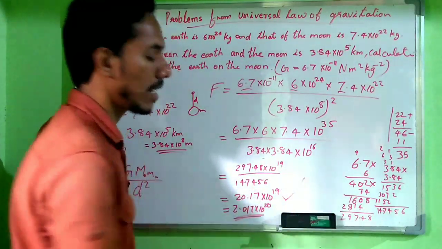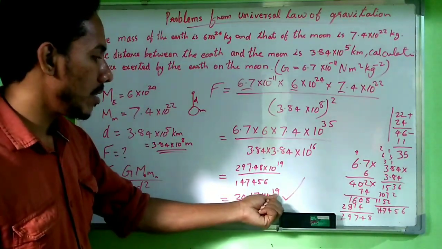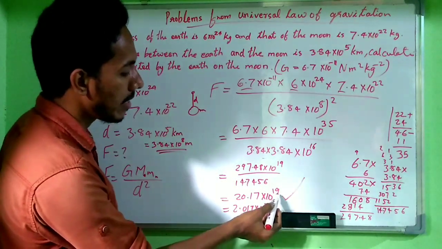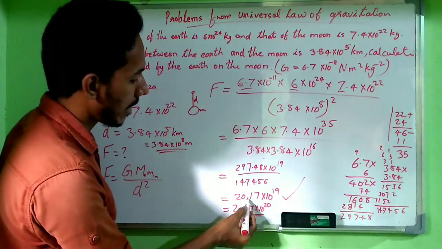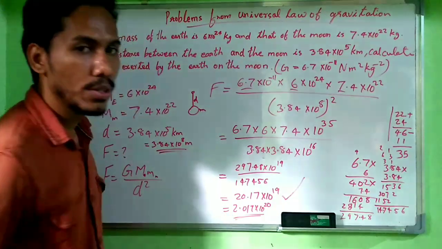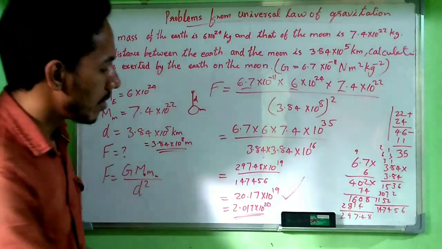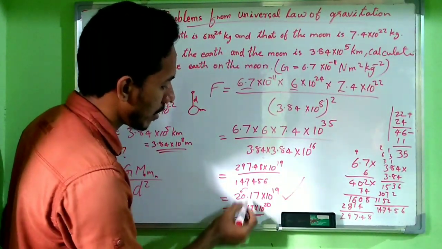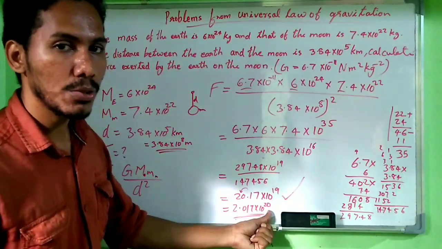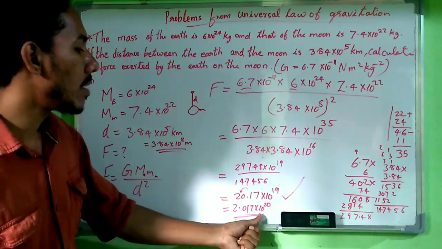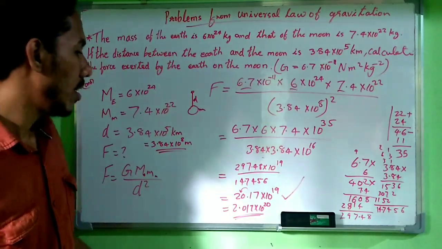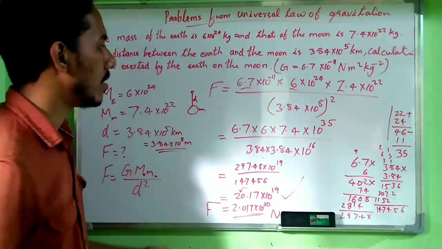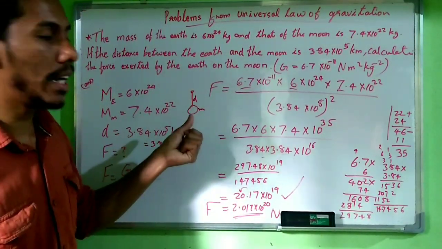This is also the correct answer. If you rearrange this 19 into 20, that means we add a zero here. So we can take this 20 into 2. What we have to do is take this point into here. Then it becomes 10²⁰. So 2.017 × 10²⁰ Newton is the attractive force between Earth and Moon.